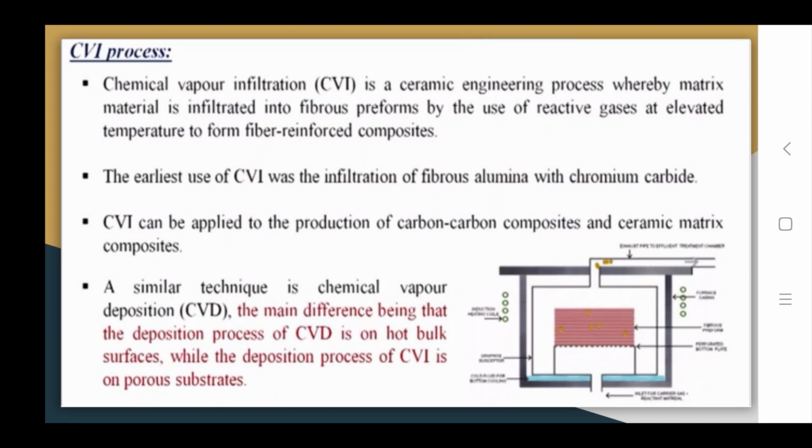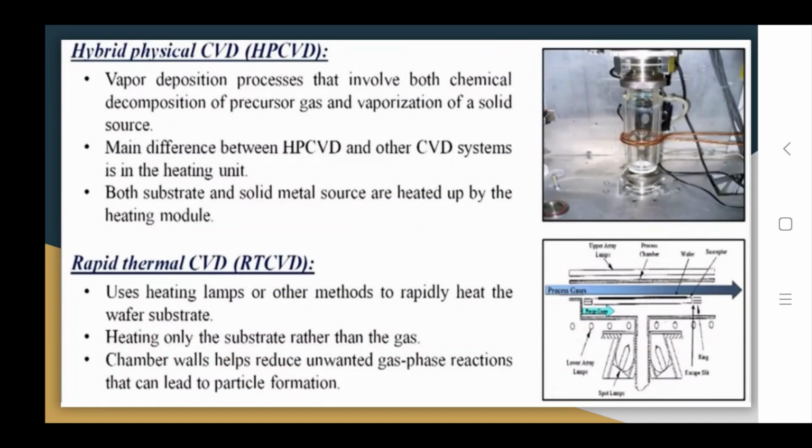Now next, hybrid physical CVD process. So this is a vapor deposition process that involves both chemical deposition of precursor gas and vaporization of a solid source. The main difference between the HPCVD and other CVD is in the heating unit: both the substrate and the solid metal source are heated up by the heating module. Okay, so this is about this hybrid physical CVD.